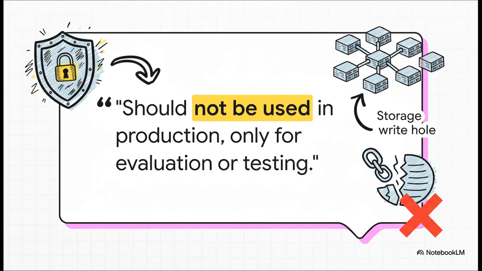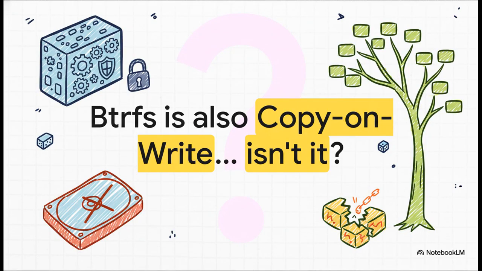And hey, you don't have to take my word for it. This is a direct quote from the official Btrfs documentation about its RAID 5 and RAID 6 modes. It has warned users for years not to trust it with production data. This isn't just a bug, it's a known, fundamental problem with the design. Okay, so this is probably what you're thinking right now. Hold on a second. If Btrfs is also a copy-on-write file system, how can it possibly have this problem? Shouldn't it be immune to the write hole just like ZFS?